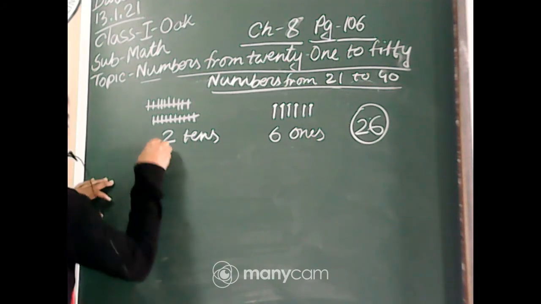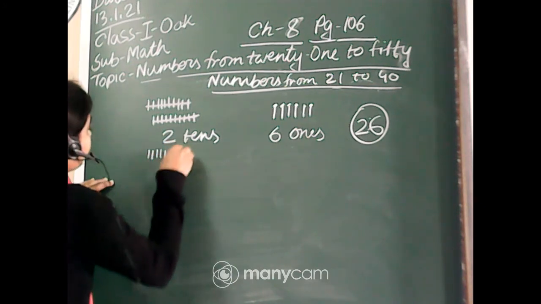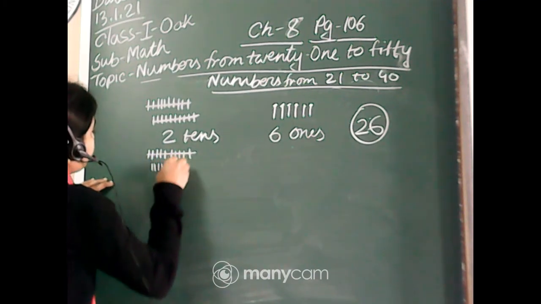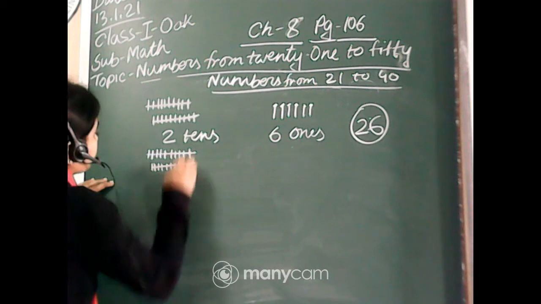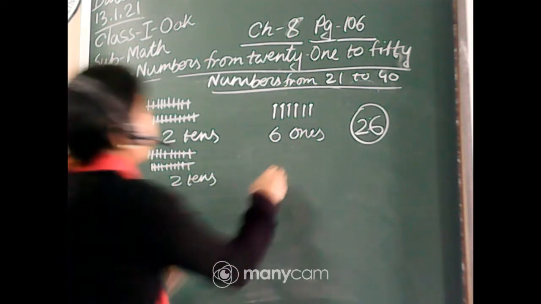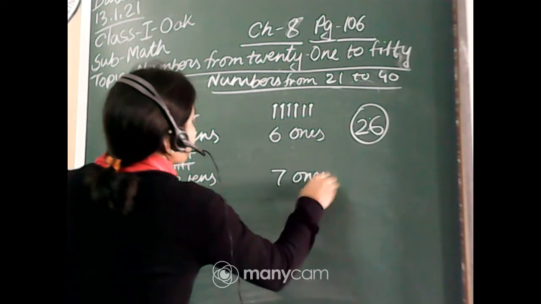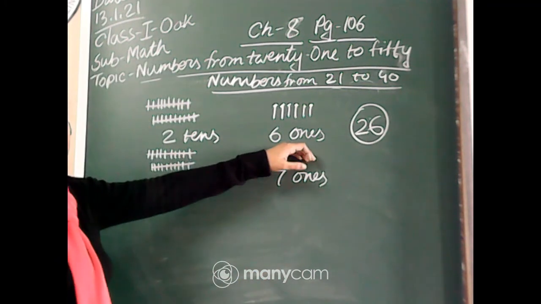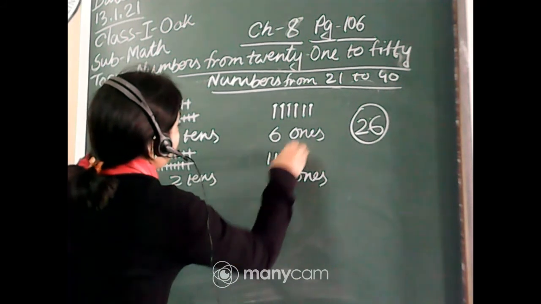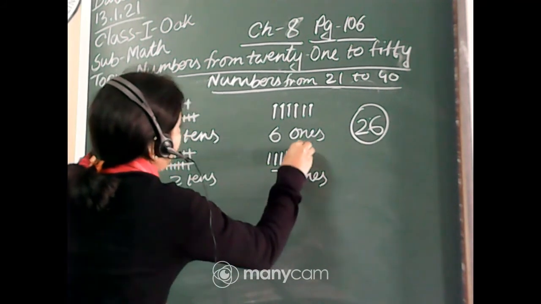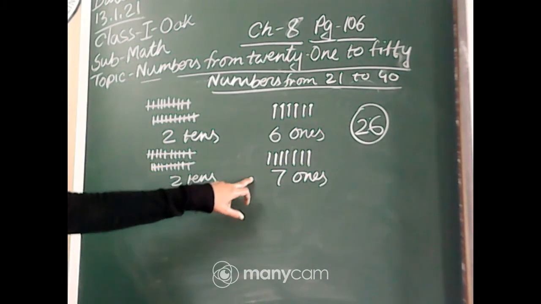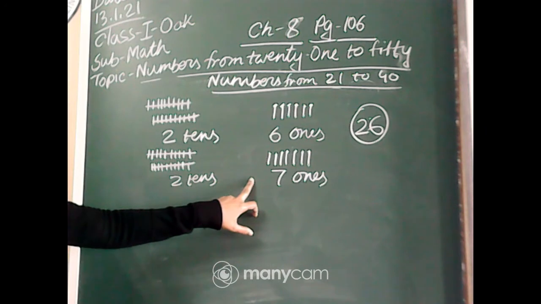2 tens. 1, 2, 3, 4, 5, 6, 7, 8, 9, 10. 1 ten, and 1, 2, 3, 4, 5, 6, 7, 8, 9, 10. 2 tens. This is done in your book. But the 7 ones, the ones room has no matchsticks. You have to draw 7 matchsticks here. 1, 2, 3, 4, 5, 6, 7. You all please solve in your book. Draw 7 matchsticks in the ones room, for 7 ones.